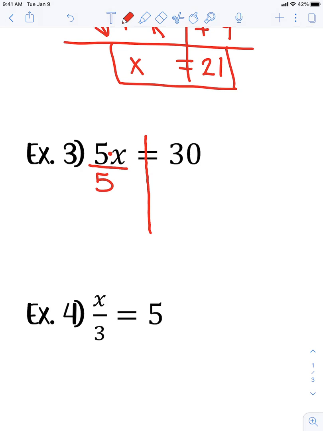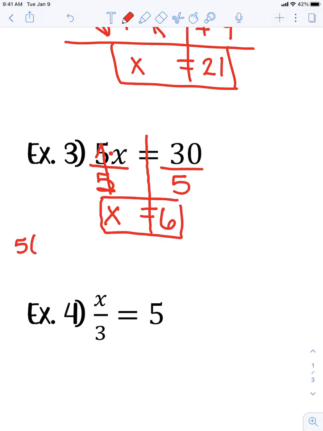Now that we're getting into higher level algebra, we're going to start showing division by drawing a line under it, like it looks like a fraction. What I do to one side, I must do to the other side. 5x divided by 5. Well, 5 divided by 5 is 1. So it leaves me with just a 1x or x. And then I take the other side, 30 divided by 5, and I get 6. So if I were to plug that back in, I would have 5 times 6 and it gives me 30, which means it works out.